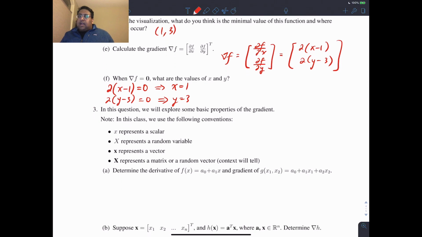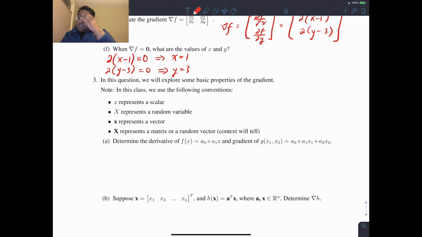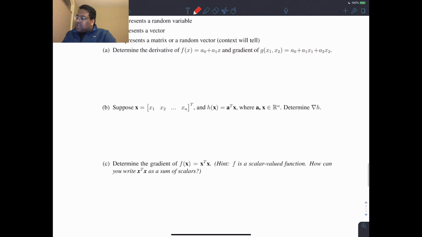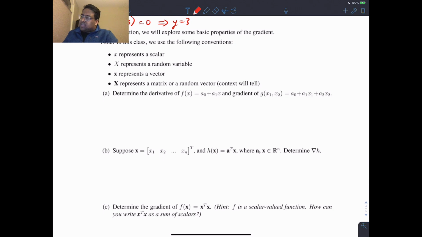Great. Now moving on to question 3, where we will work through some of the mechanics of actually finding gradients of various functions. We're given some notation: little x is a scalar, bold little x is a vector, big X is a random variable, and bold big X is either a matrix or a random vector. We don't really have to deal with that for this question, but as it says, context will tell. First we want to find the derivative of a0 + a1x, and that we can do pretty easily. It's just a1, because a0 is a constant, and we get that from the power rule.